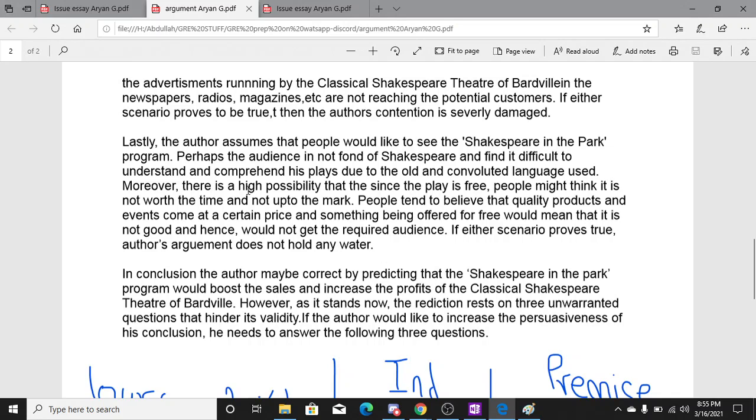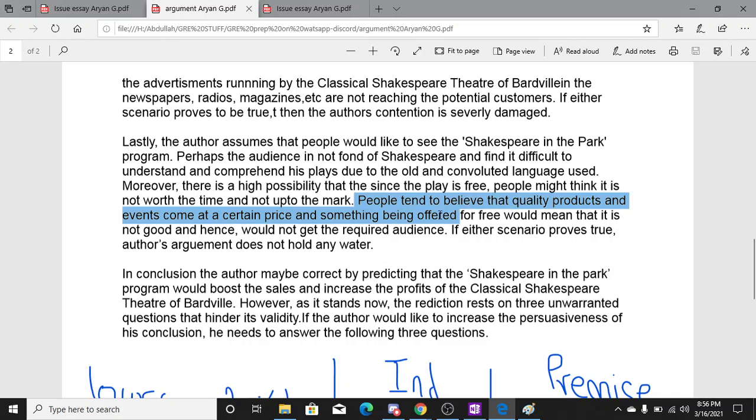Okay, good, I like it. Moreover, there is a high possibility that since the play is free, people might think it is not worth the time and not up to the mark. Okay, good. Now he's trying to come up with different alternatives, which we do in abductive reasoning. Pretty impressive, by the way. People tend to believe that quality products and events come at a certain price, and something being offered for free would mean that it is not good and hence would not get the required audience. Okay, cool, I like this.